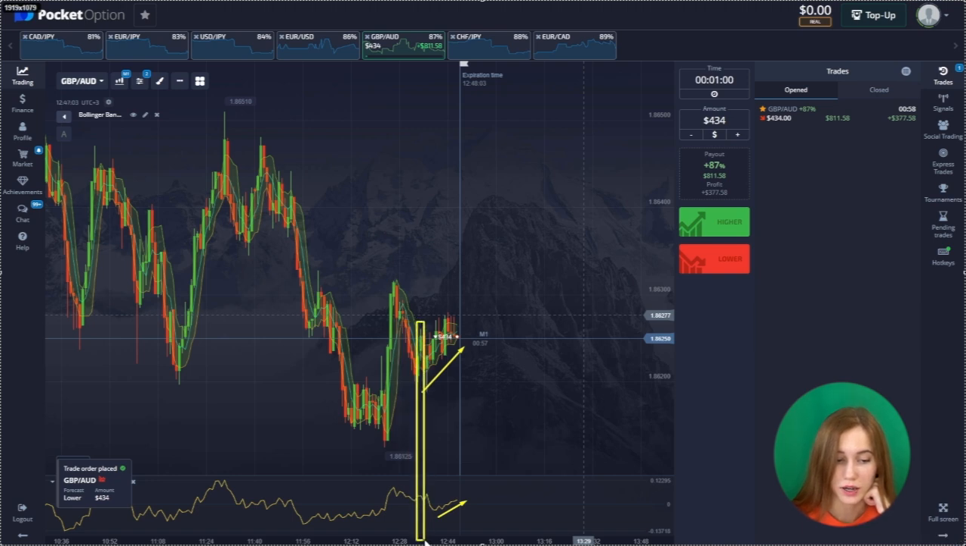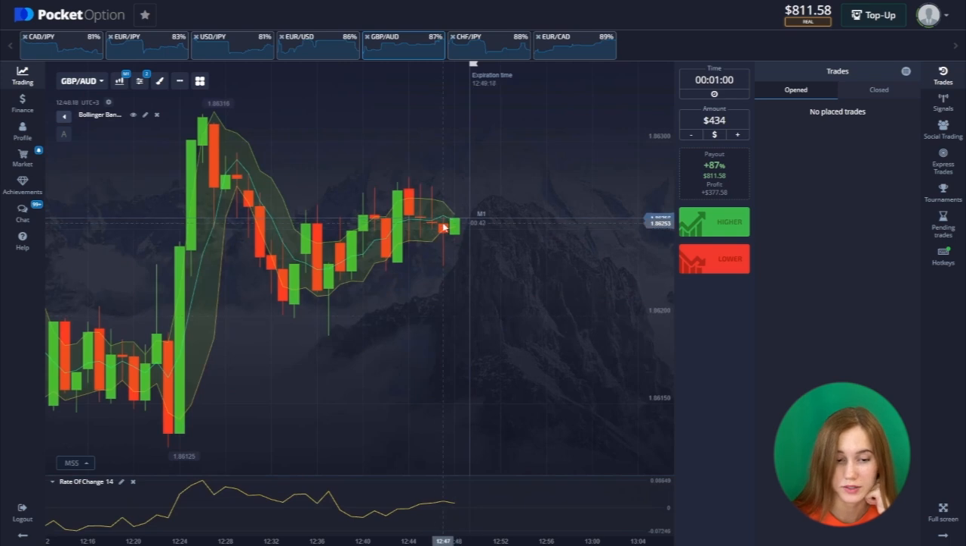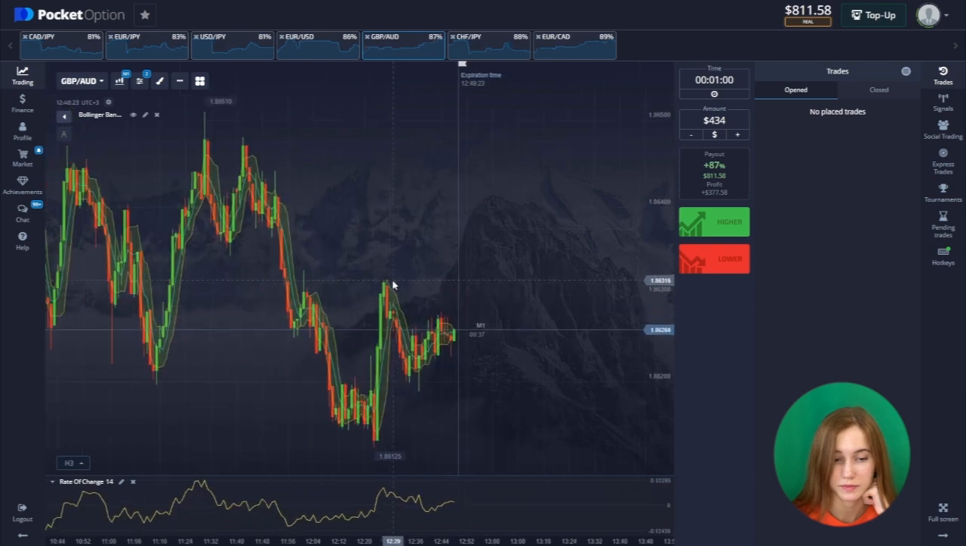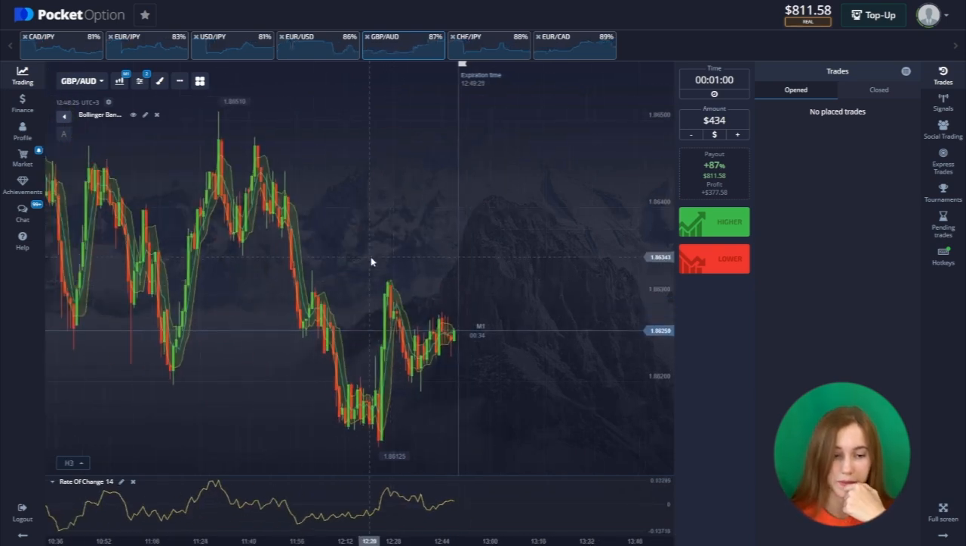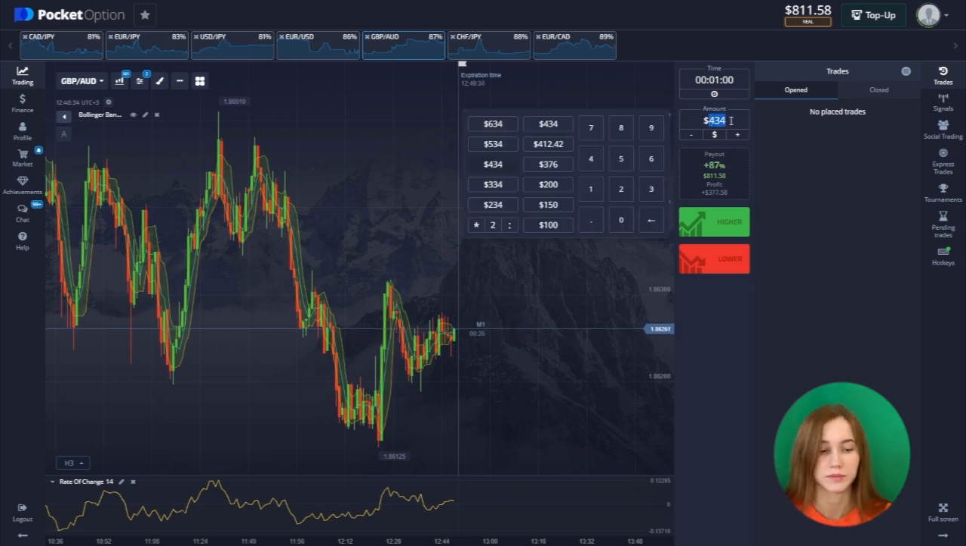Some withdrawal line, drawdown we see, and now we are in the growth. Let's see. Plus deal, our balance is $811. Quite nice. We opened correct on this candle, and you can find these deals in my Telegram channel.